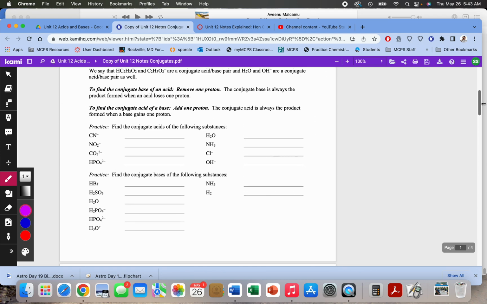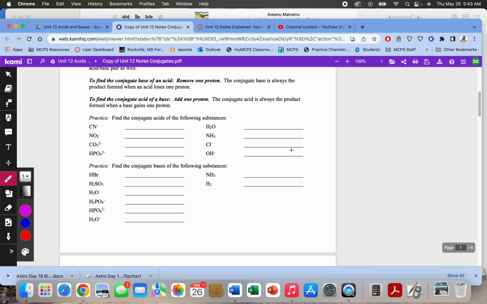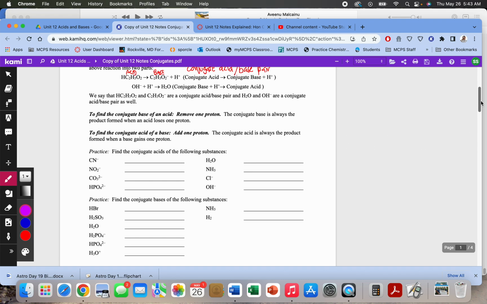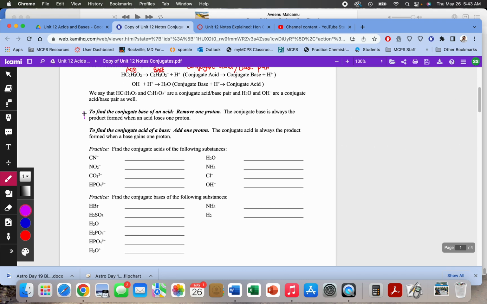Let's take a look at some practice kind of quickly, right? And the thing you'll need to remember are these two things. To find the conjugate base, simply take away an H plus. To find the conjugate acid, simply add an H plus. So if I'm looking for an acid, I'm going to be adding an H plus, so plus H plus ion, a proton, right?